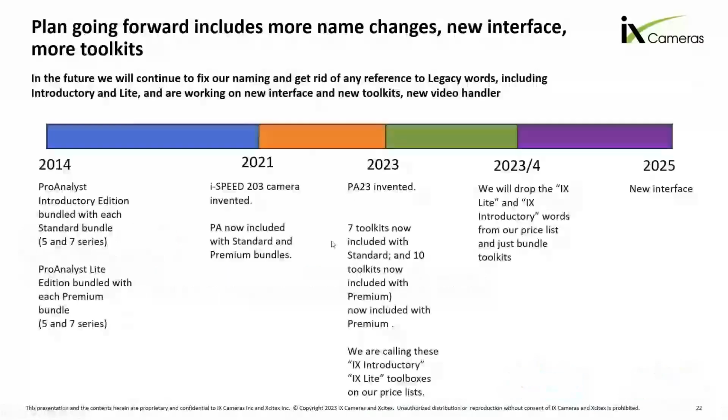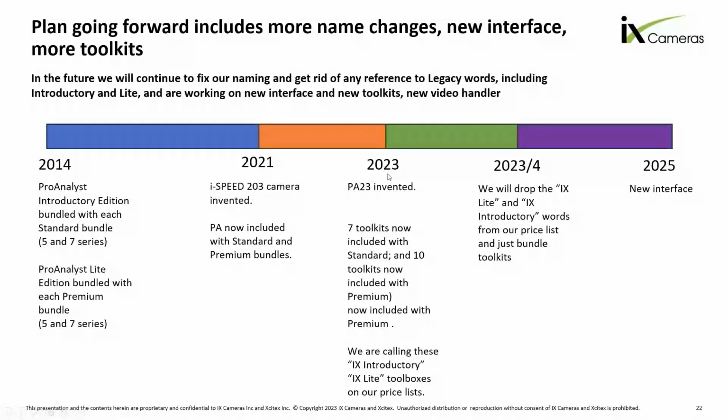We have a plan going forward. It's many years now. This is the second step of the plan. In 2014, when we started IX cameras, we had ProAnalyst Lite edition bundled with the 5 and 7 series. There was 7 series back then, but 5 series subsequently. And then in 2019, we added this thing called the introductory edition to the 2 series for free.